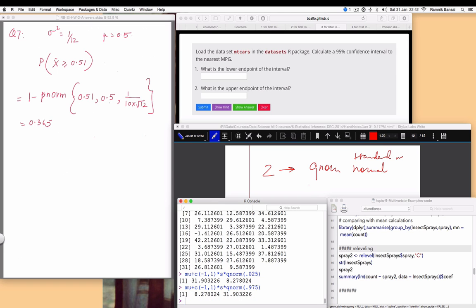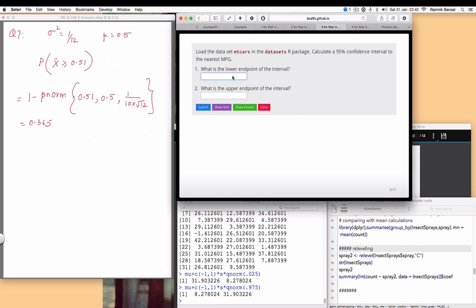Is it clear, Dipankar, now? Yes, sir. Basically, either I multiply by 0.025, I get 31 and 8 as the answer. When I multiply it by 0.975, I get 8 and 31 as the answer because it gets interchanged, right? So that's going to be my answer here. The lower point is 8.278, the upper end point is 31.90.